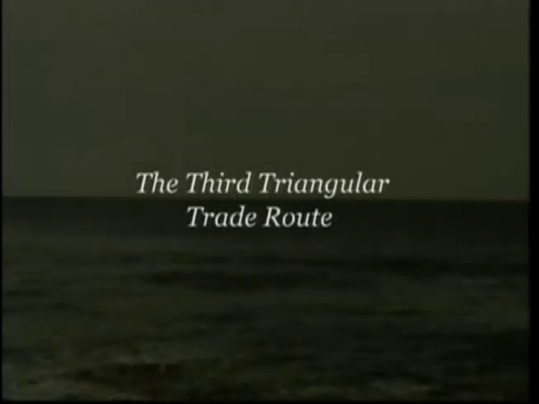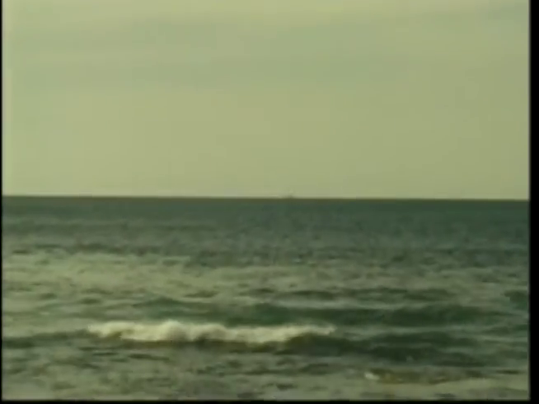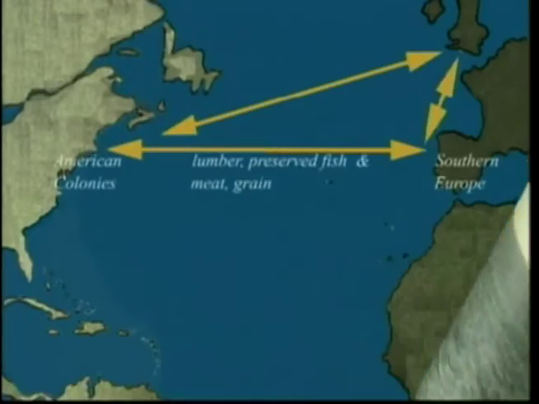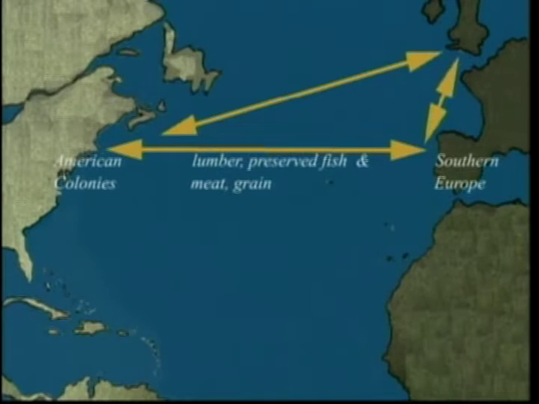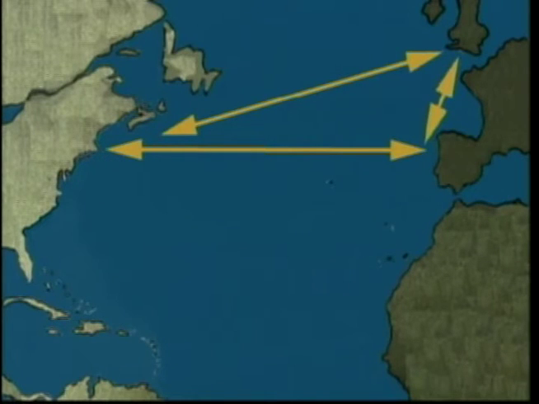The third triangular trade route began when ships from the American colonies carrying lumber, preserved fish, meat, and grain sailed to southern Europe. In southern Europe, these American products were traded for fruit and wine. These southern European products were transported to England. In England, they were traded for manufactured goods. Once again, English manufactured goods were brought to the American colonies and sold for a profit.